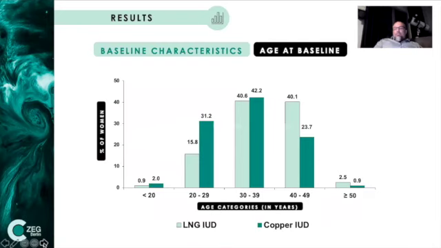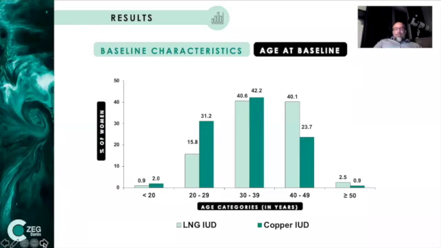The main difference between cohorts, as to be expected, was really age. So we saw a much higher proportion of women above 40 in the Mirena group compared to copper IUDs. As you can see here, this is the age distribution, light green, showing in the age group of 40 to 49, almost twice the proportion of copper IUDs in dark green.